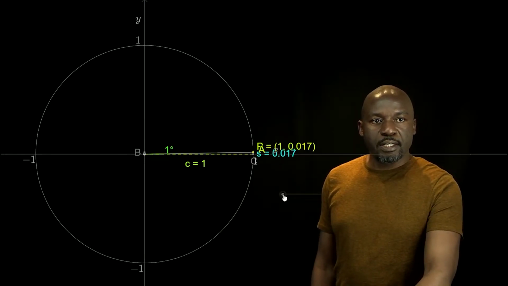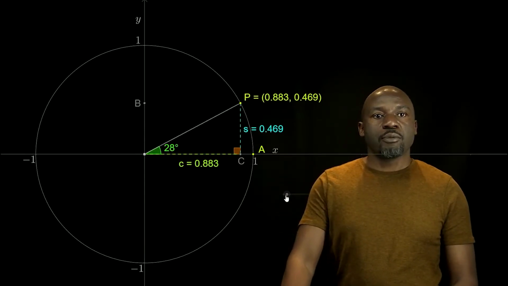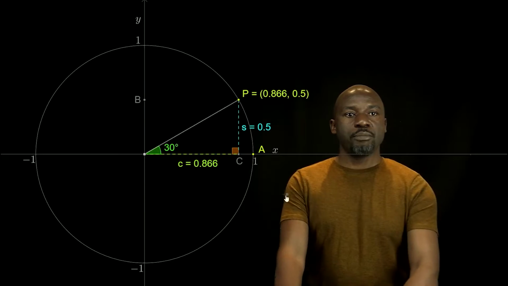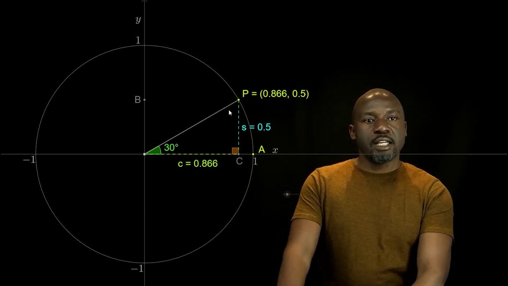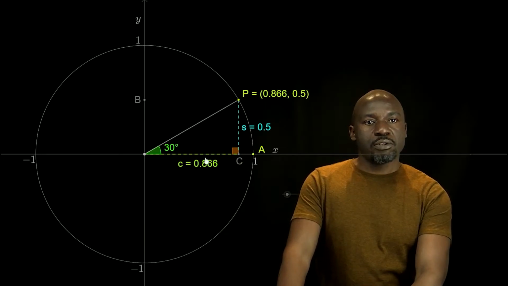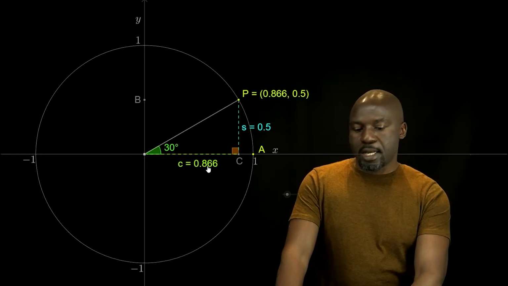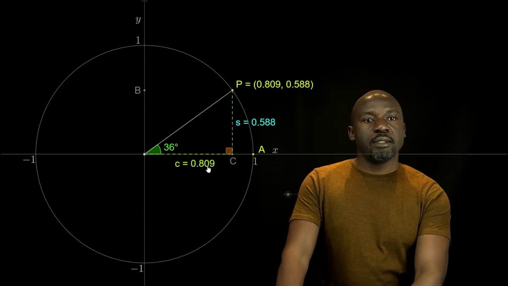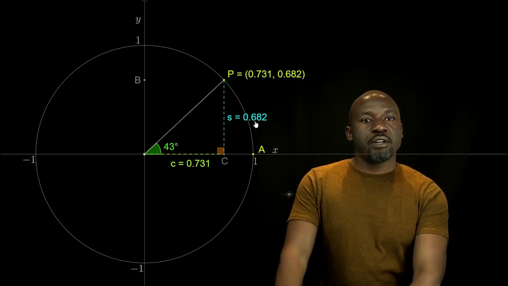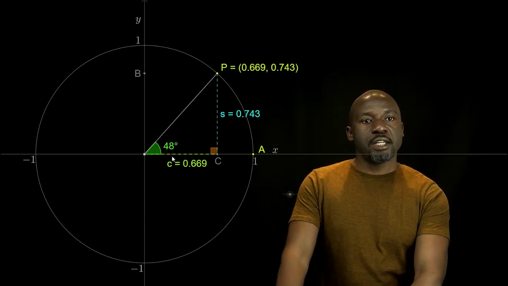Now as I increase the angle, I'm going to increase this to 30 degrees, for example. We can see that the sine of the angle is now 0.5, positive 0.5. The cosine is positive 0.866. This we will see is equivalent to the square root of 3 divided by 2. Okay? As we increase the angle, we can see the sine of the angle is increasing as the angle increases, but the cosine of the angle is decreasing.